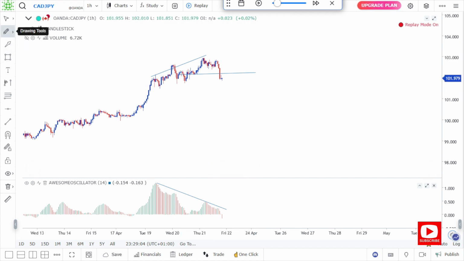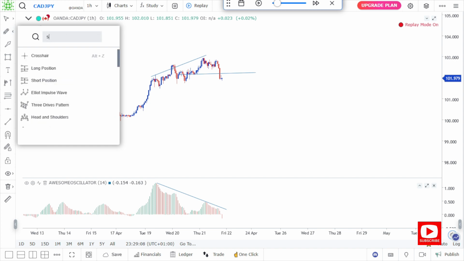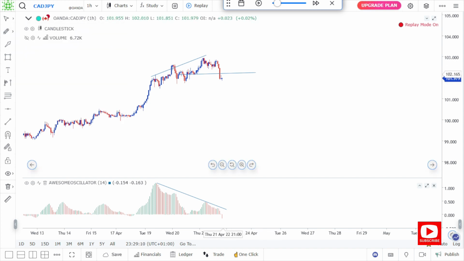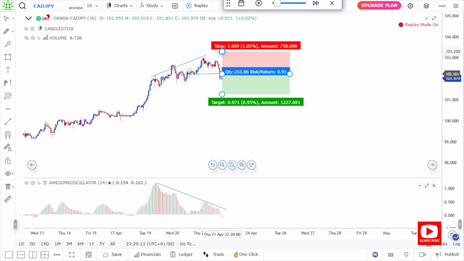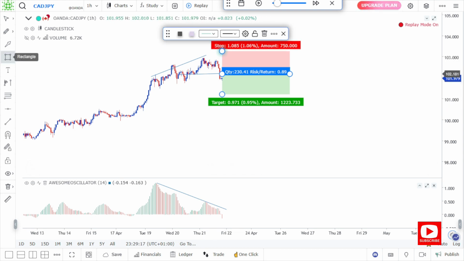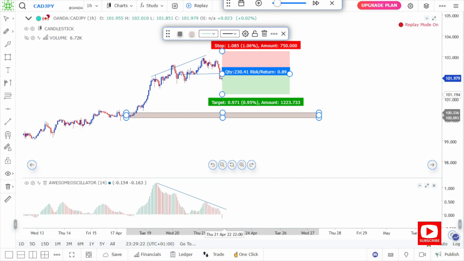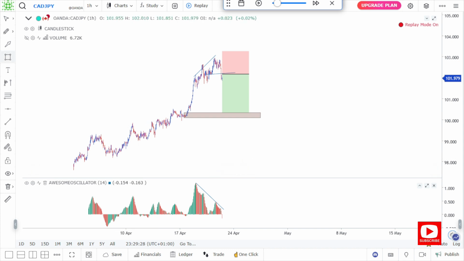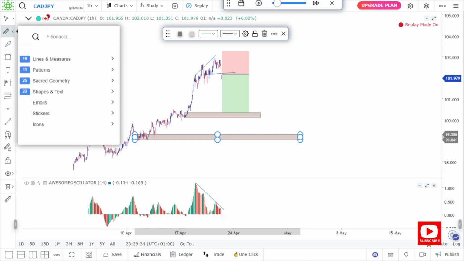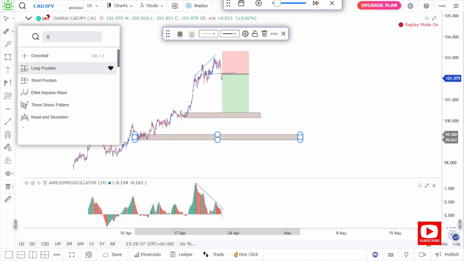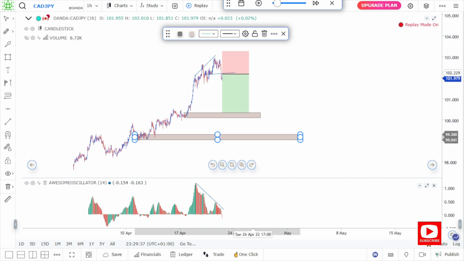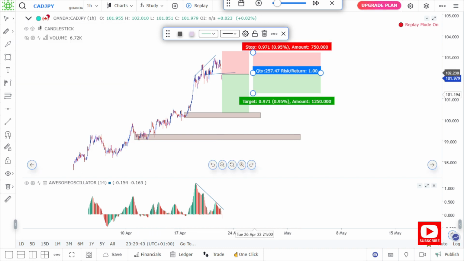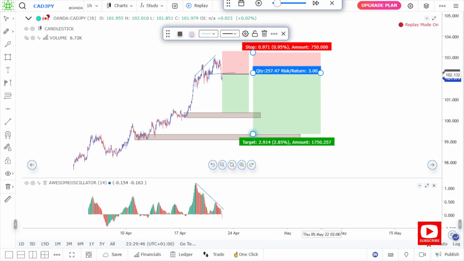So we take our short position, stop loss slightly above the divergence, and our take profit is going to be the first visible zone right here. The first visible zone right here is going to be our take profit, and for our take profit 2, we can target lower zones right here. Short position. Right here.